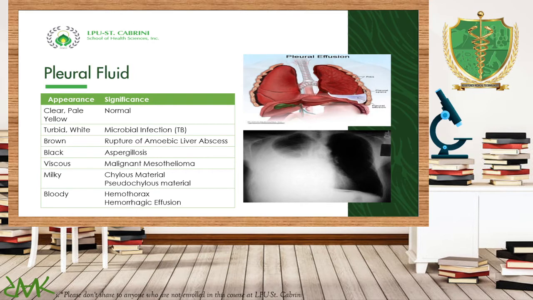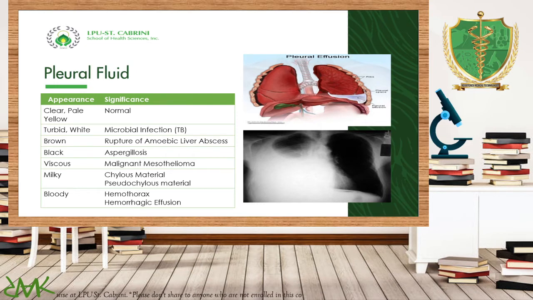So this is our pleural fluid, the fluid that can be seen in the pleural cavity, in the lung. Remember that clear pale yellow is the normal color of our pleural fluid. Turbidity or white discoloration in your pleural fluid is an indication of microbial infection, usually tuberculosis, caused by Mycobacterium tuberculosis. If the pleural fluid appears brown, it means there is a rupture of an amoebic liver abscess, ALA, if you still remember that.